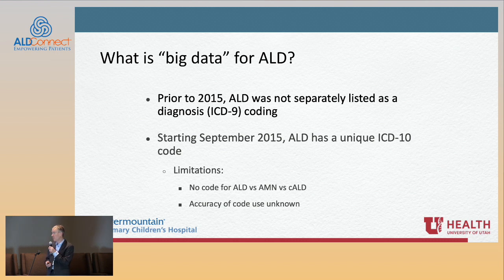There are some limitations. There's no code that can differentiate whether someone has ALD or AMN or cerebral ALD, so there are still some problems. Also, we don't really know how accurate the code is. But it does mean that starting in 2015, we can at least track patients across institutions across the nation who have ALD.